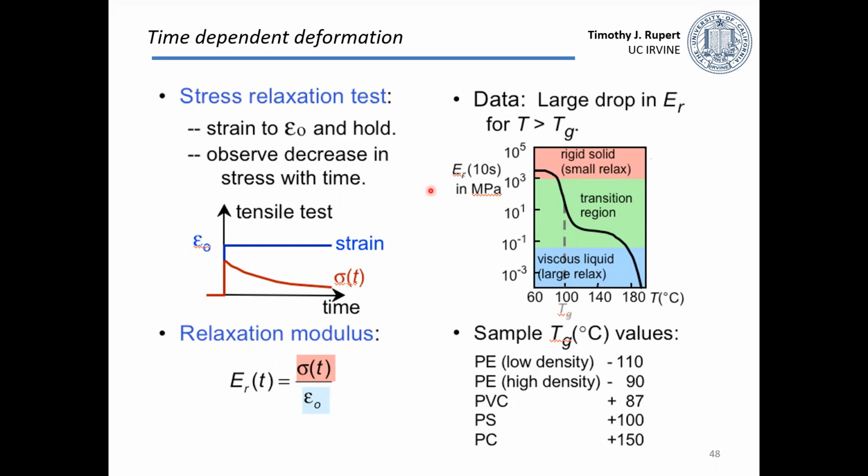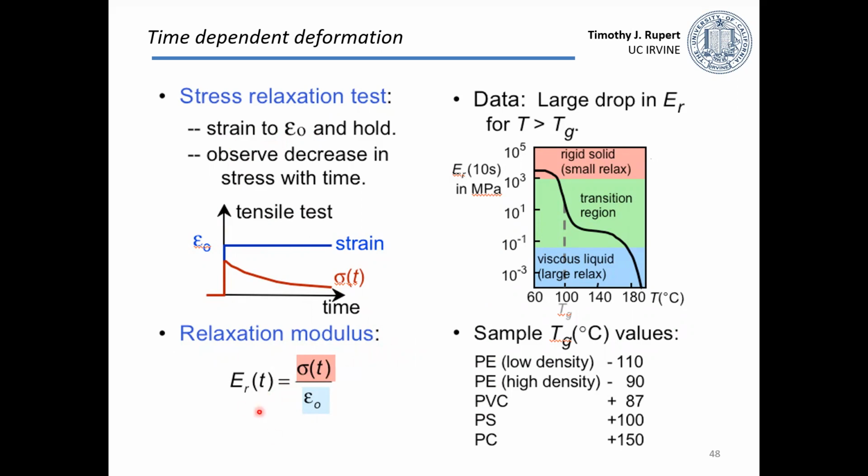One way to test this is through what's called a stress relaxation test. In this case, what you do is you apply a constant strain and you just hold. So maybe you strain your material 10% and then hold it. What you do is you observe how the stress decreases over time. Okay? So here in blue is showing the strain, it's constant, and the stress goes up, but then drops off over time. What's usually used to describe this is what's called the relaxation modulus.